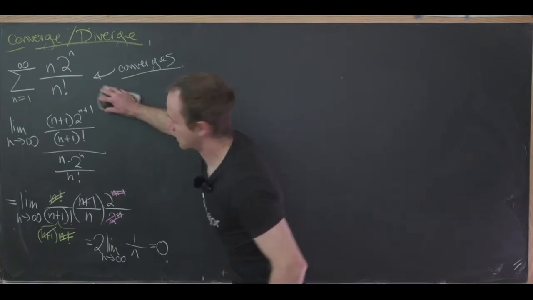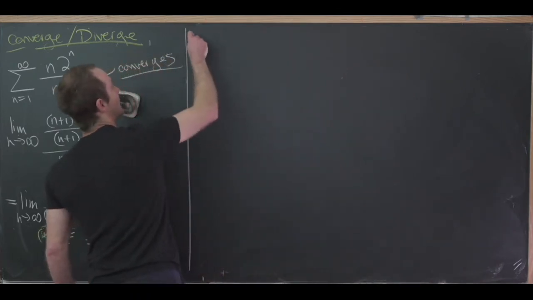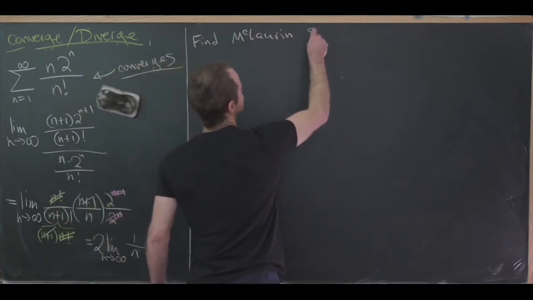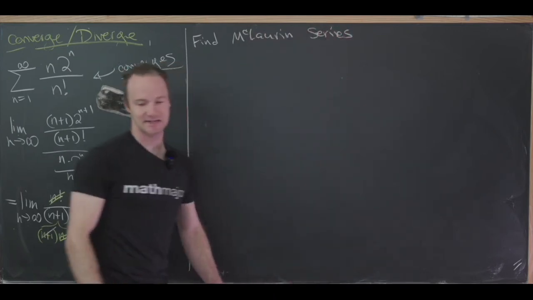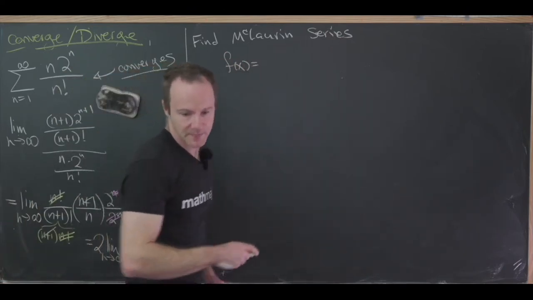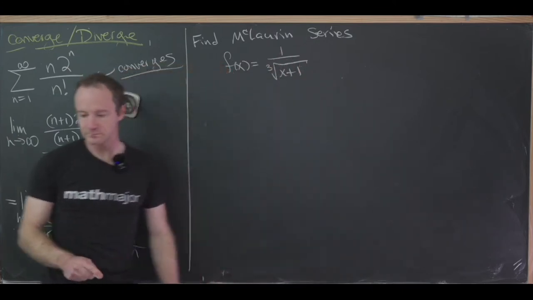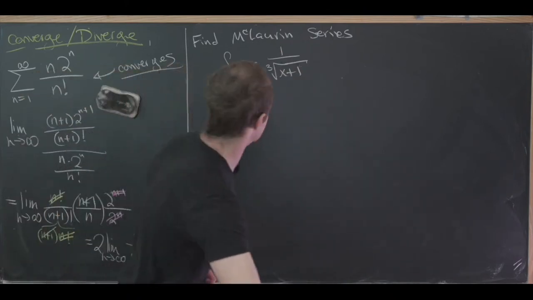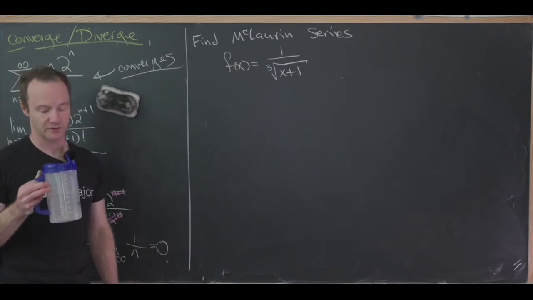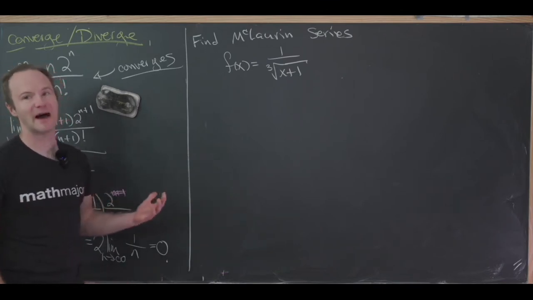Okay, so now let's do the next one. So let's find a Taylor series. So find the Maclaurin series. So remember, a Maclaurin series is simply just a Taylor series based at 0. So let's say our function is f of x, which is equal to 1 over the cube root of x plus 1. So you could calculate this using the standard coefficient rules for the Maclaurin series involving the higher and higher derivatives. But this is a special case, where we have a binomial series.